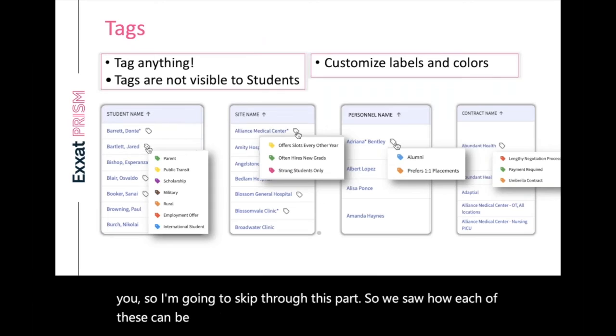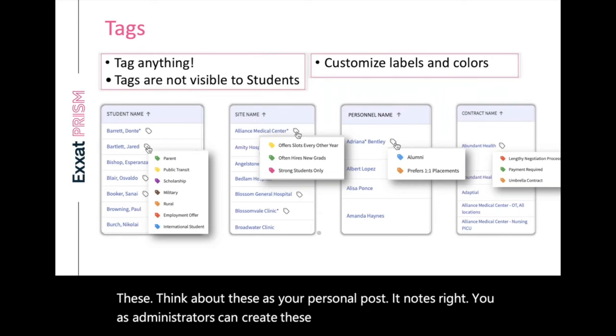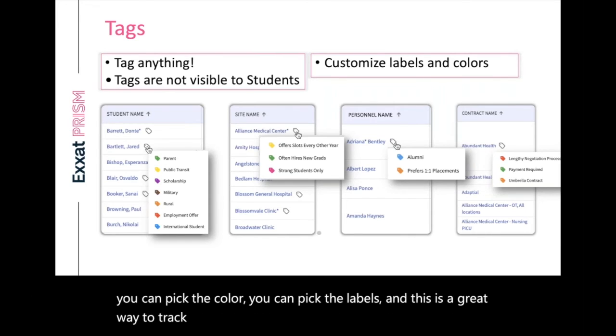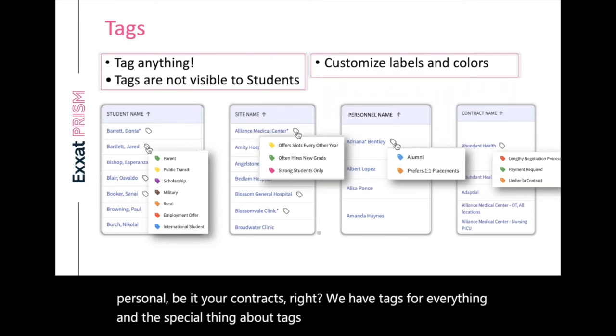We have tags. This is a great feature. Think about these as your personal post-it notes, right? You as administrators can create these tags. You can customize them. You can pick the color. You can pick the labels. And this is a great way to track your entities, be it student, be it sites, be it your personnel, be it your contracts, right? We have tags for everything. And the special thing about tags is tags follow the entity.